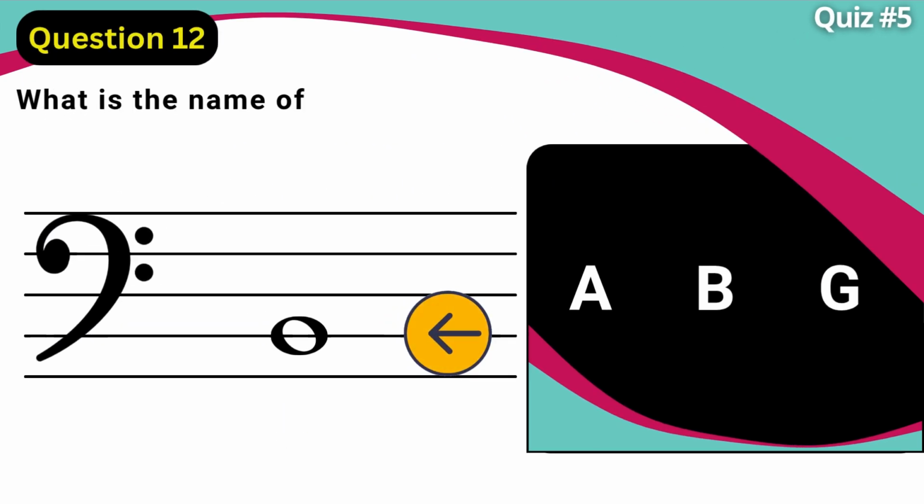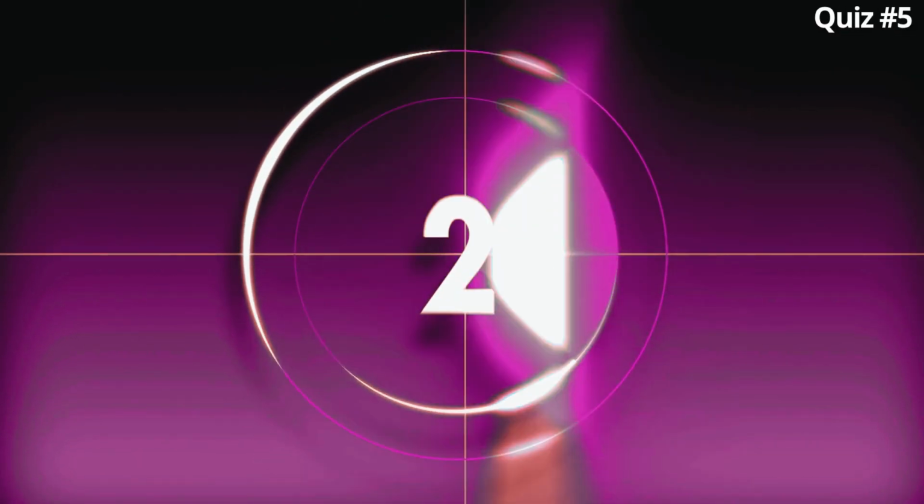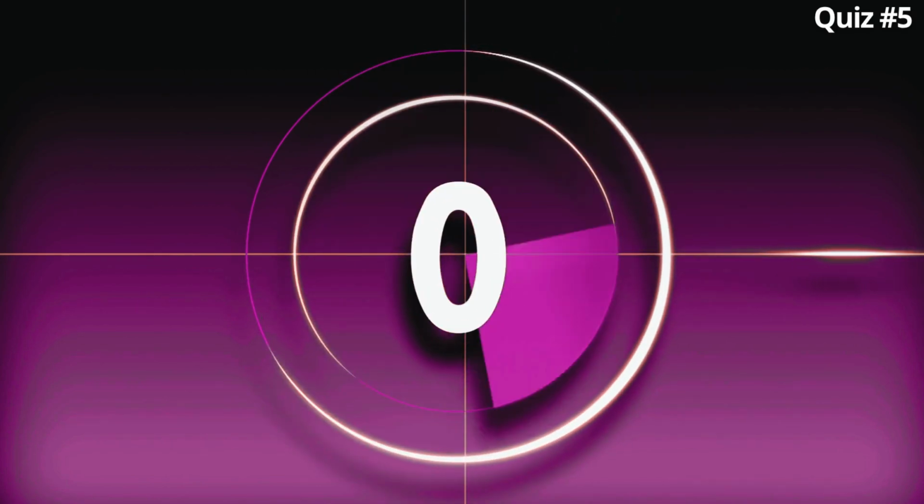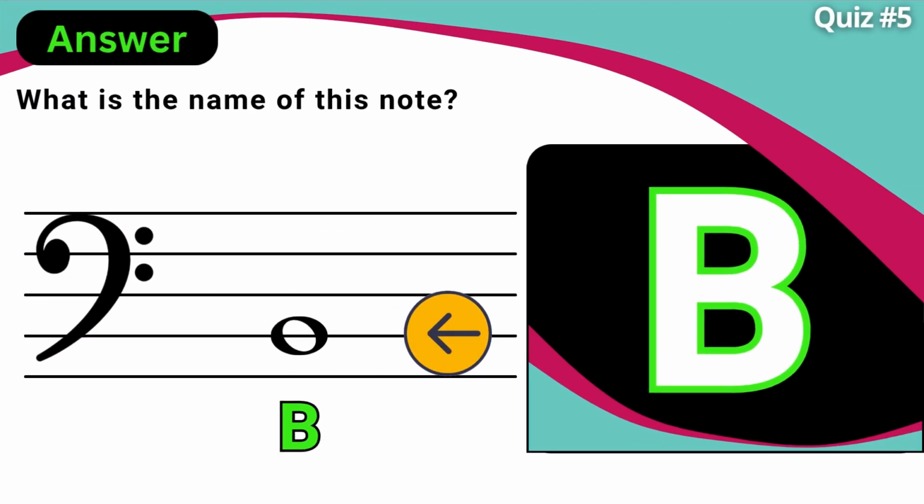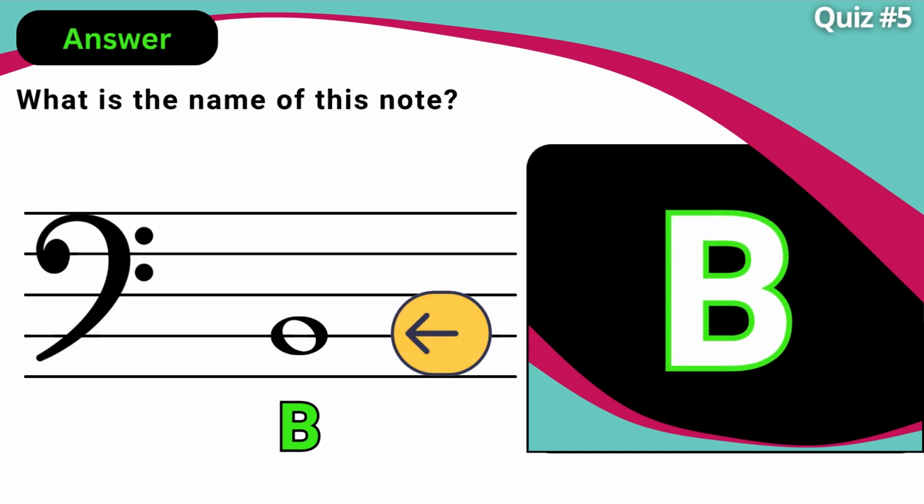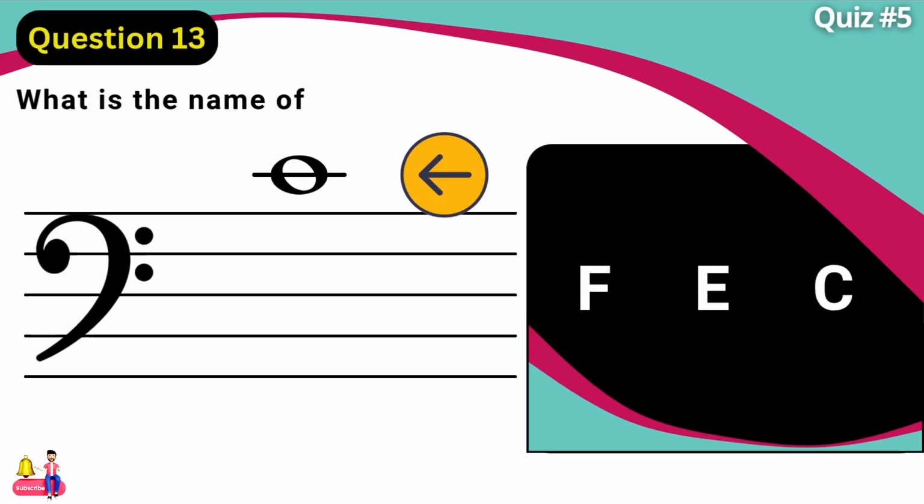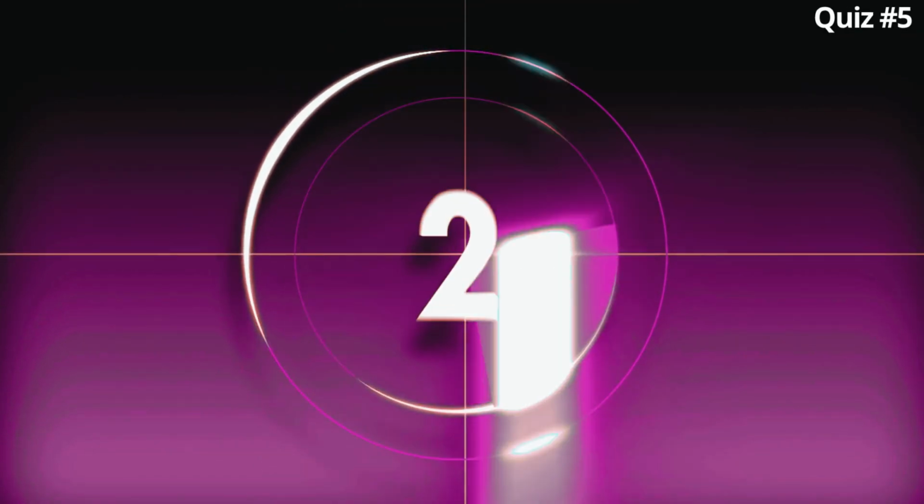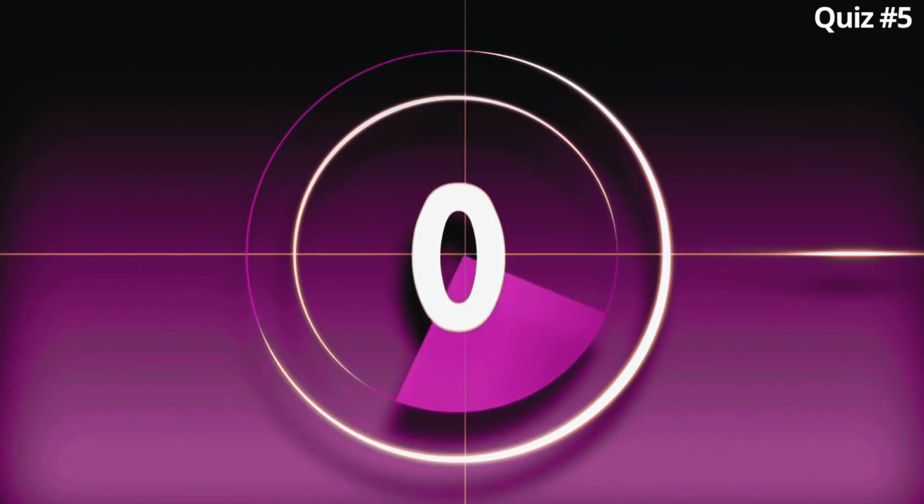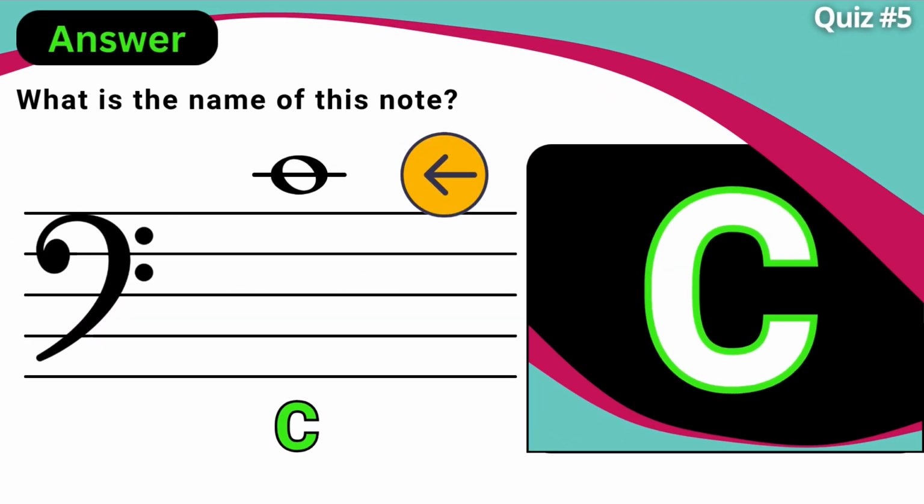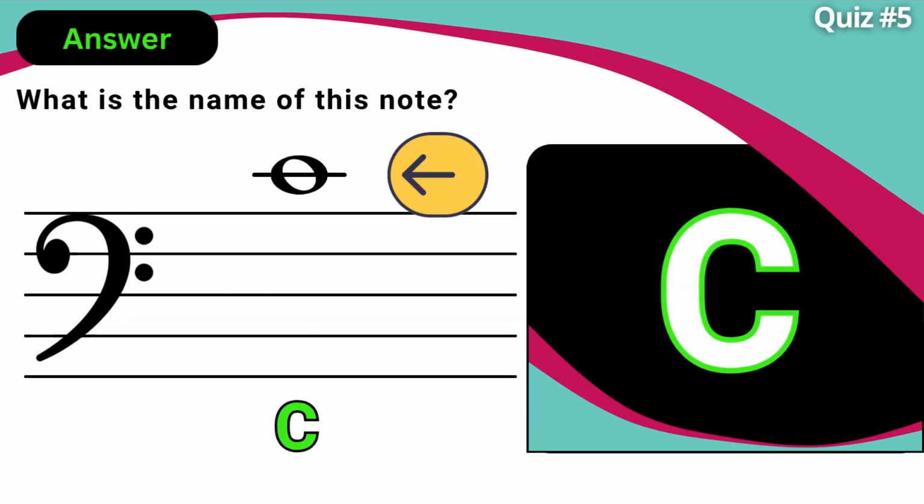Question 12. What is the name of this note? A, B, or G? And the answer is B. Question 13. What is the name of this note? F, E, or C? And the answer is C, or for the bass clef, middle C.